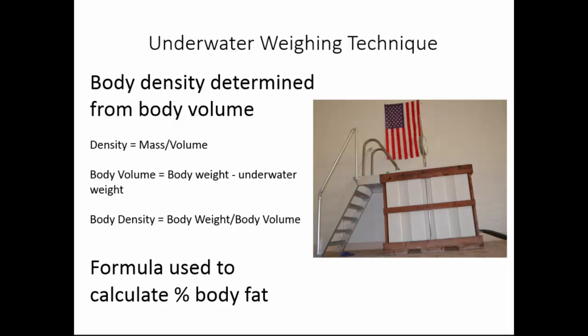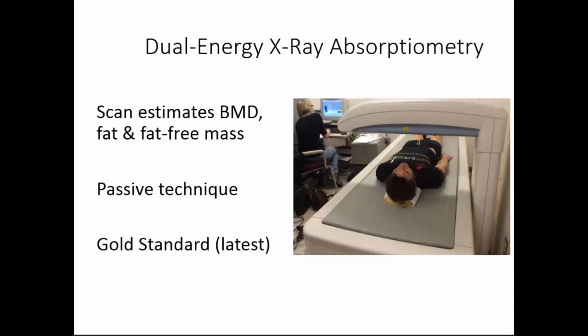We don't do this technique as much because some of the newer techniques have taken over. Here's another one that's become more the latest gold standard, and that's the DEXA, which is dual energy X-ray absorptiometry. And this is a scan that will do everything. It scans your entire body. The nice thing about it is that it is a passive technique. You just basically lay there and this thing scans you.